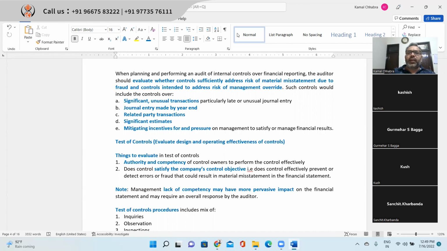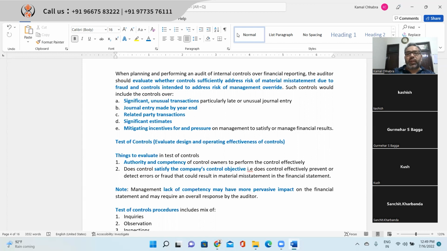When planning and performing an audit of internal control over financial reporting, the auditor should evaluate whether controls sufficiently address the risk of material misstatement due to fraud or error, and whether controls are intended to address the risk of management overriding of controls, right? So whenever you are planning to test the controls, two things you need to keep in mind. Are the controls sufficient to address the risk of material misstatement or fraud risk? Or are the controls intended to address the risk of management override?